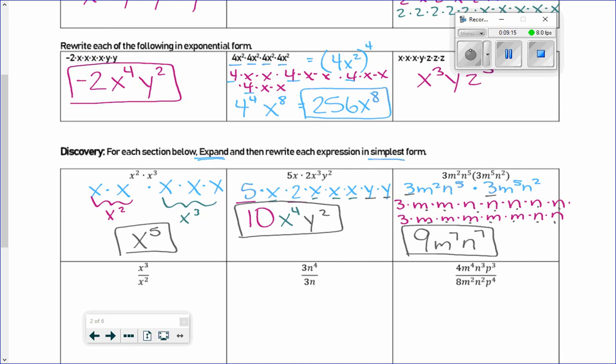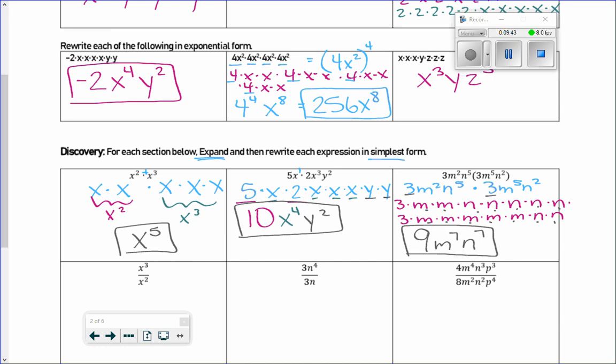Is there any shortcut where we could go from our original expression to our simplified expression without expanding it? What can we do? There's a rule where if you multiply, it's pretty much just adding the exponents. Exactly, we're adding the exponents. So in our first example, the exponents were 2 and 3, and 2 plus 3 is 5. Here we had 1x, 1 plus 3 is 4.